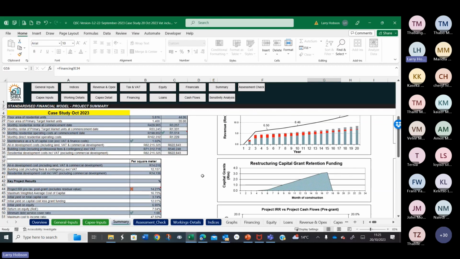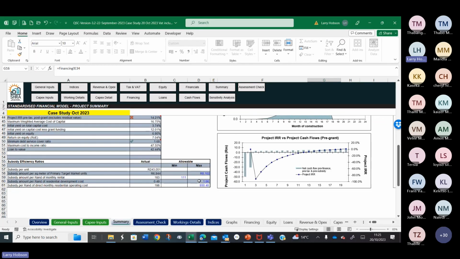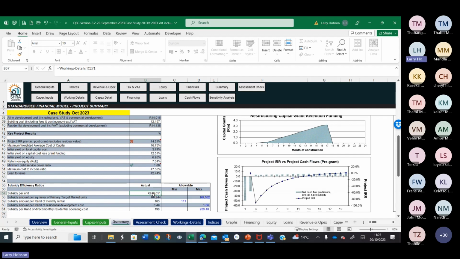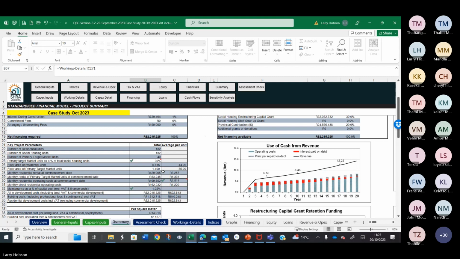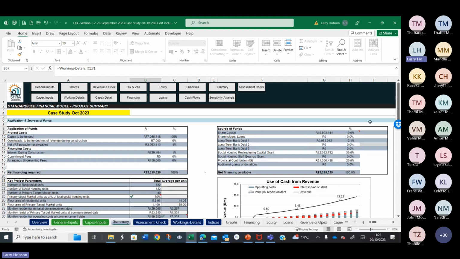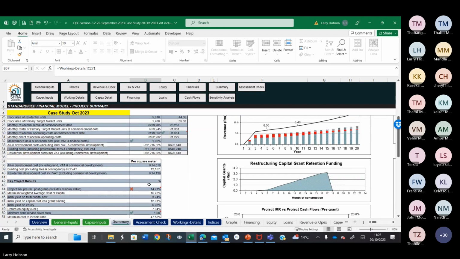Is there a per unit indicator here on the summary? Let's have a look. That subsidy per unit is just the restructuring capital grant. It's not the provincial subsidy. Maybe that should be changed to show the CCG, the combined grant. So we've got one indicator that's not working for us.